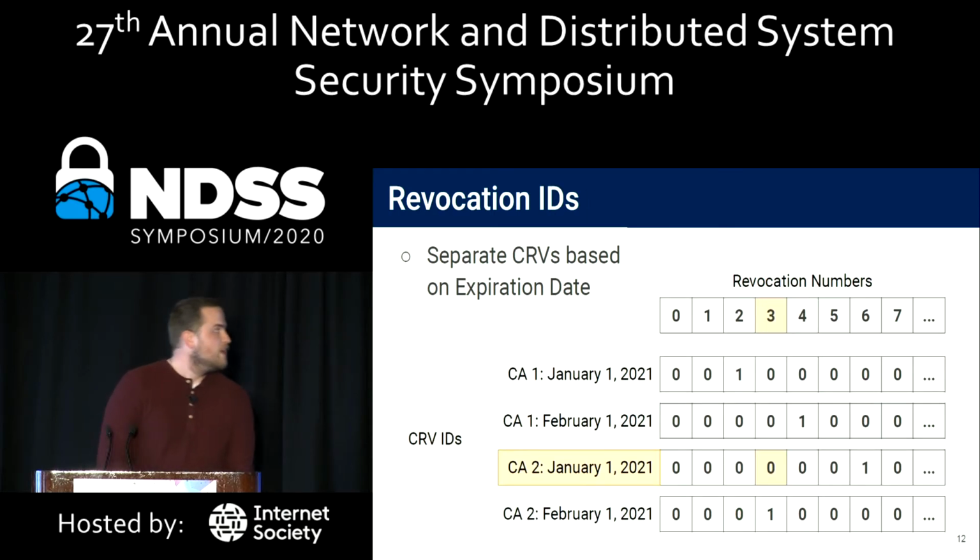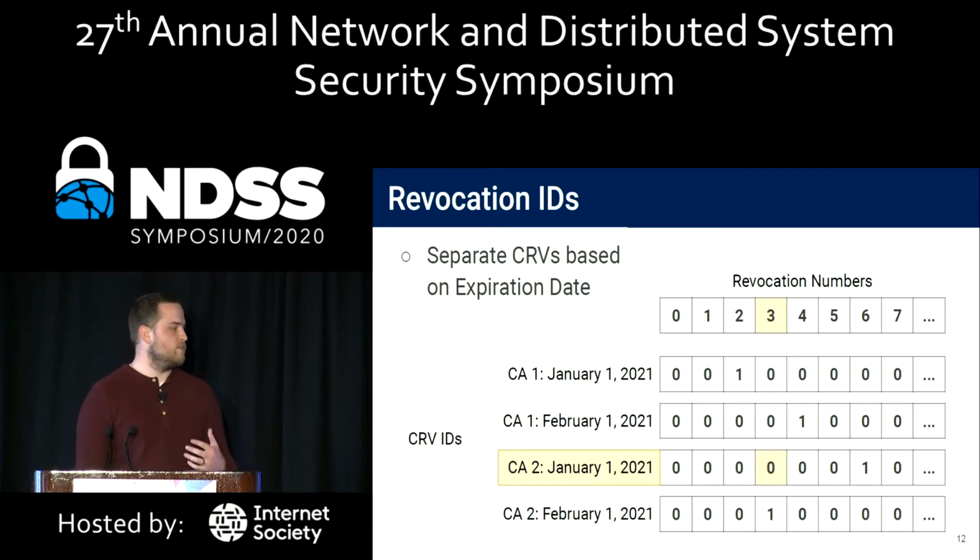There we go. So we also don't want CAs to have to maintain one giant CRV. And so we separate the CRVs based on the expiration date given to each certificate. So in this example, the certificate would have been signed by the CA2, and it would expire on January 1st, 2021. And if it had a revocation number of 3, we could see that it is unrevoked.